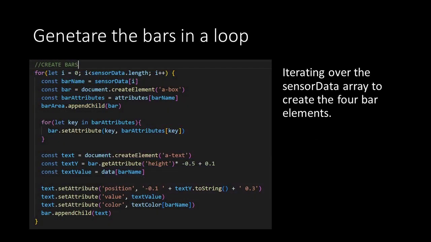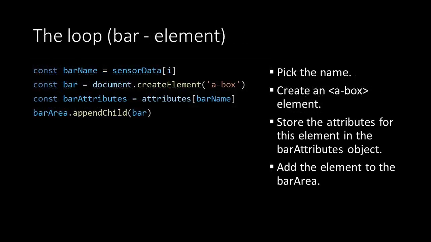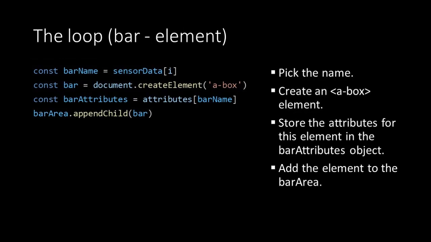And this is how it looks in code. You see it's divided in four parts: creating the bar element, filling it with its attributes, and then we go over to the text element, create it, construct attributes, and then add the attributes. Let's take a closer look. First, we take the item of our sensor data array, store it in our variable bar name, and then we can use it as a reference.